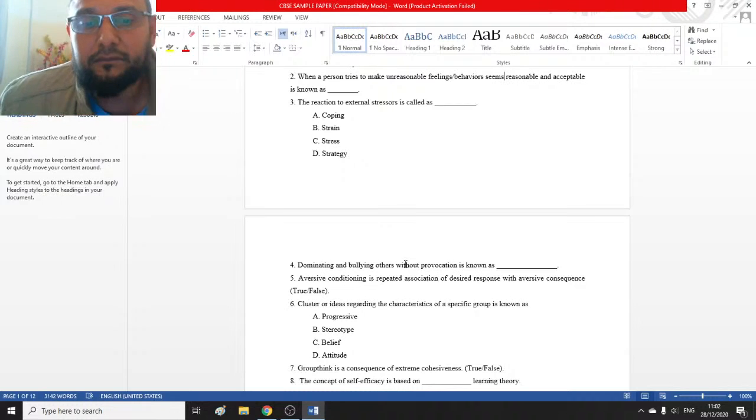What is the meaning of the term aversive conditioning? Any unwanted behavior we are going to associate with an aversive stimulus or consequence. So in aversive conditioning, if you observe, we are going to use a painful stimulus or something which is an undesirable stimulus, like an undesired response.